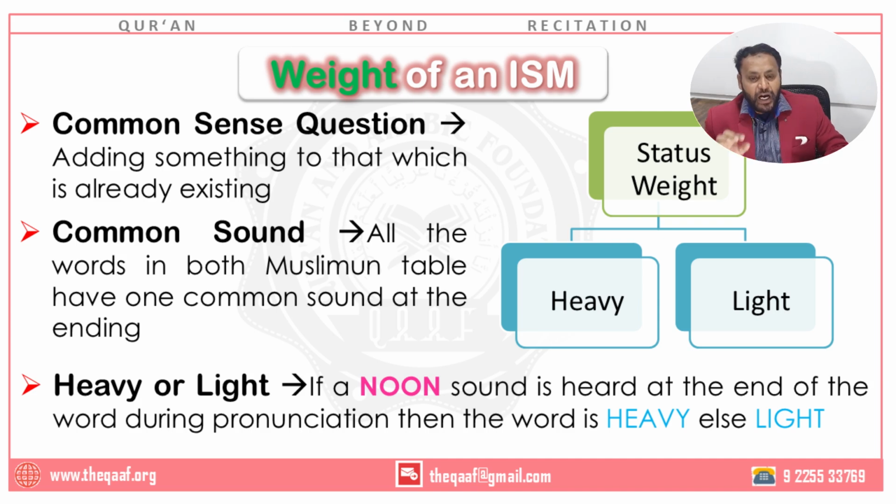If a noon sound is heard at the end of the word during pronunciation, then the word is heavy, else light. Is that clear to everyone? How to know whether a word is heavy or light? If you are hearing and you hear a noon sound, it's heavy. If you are looking at it and you see an ending sound or ending combination, it is heavy. Otherwise, all are light. Now, by default, all the isms are supposed to be heavy. By default means to begin with.